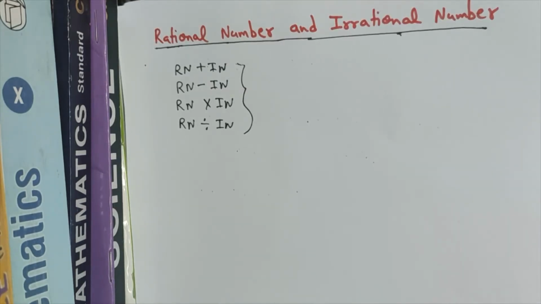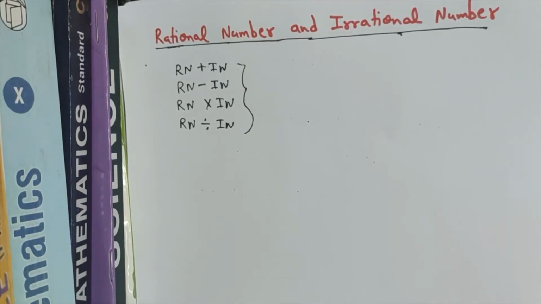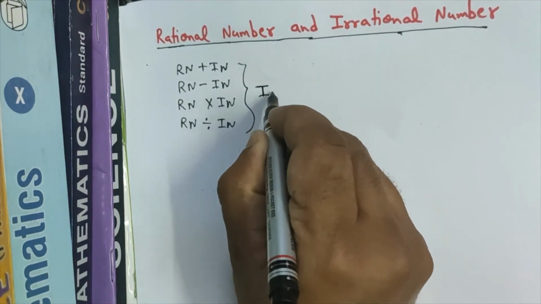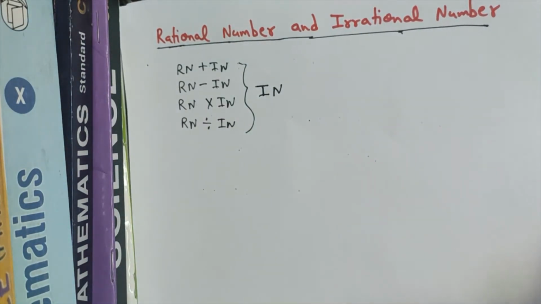Okay, so up till now we have discussed the properties of rational numbers and the properties of irrational numbers. Now what if we are adding, subtracting, multiplying or dividing a rational number with an irrational number? In all these cases, when we add, subtract, multiply or divide a rational number with an irrational number, we will get an irrational number. Let us see how.